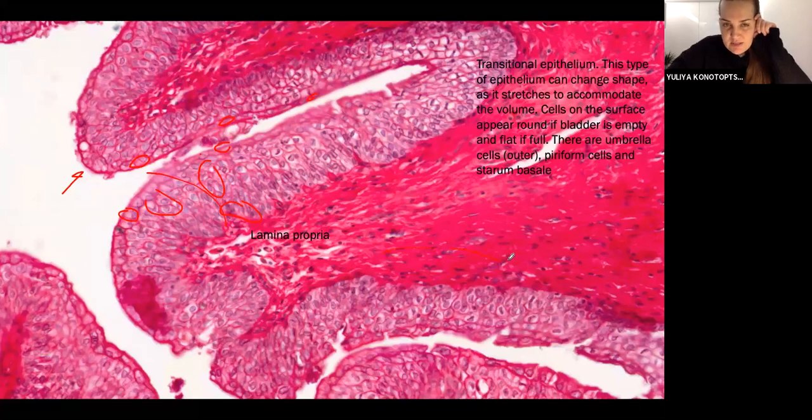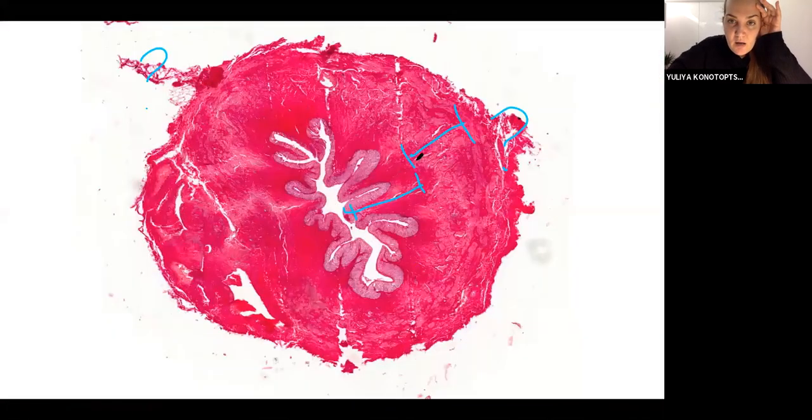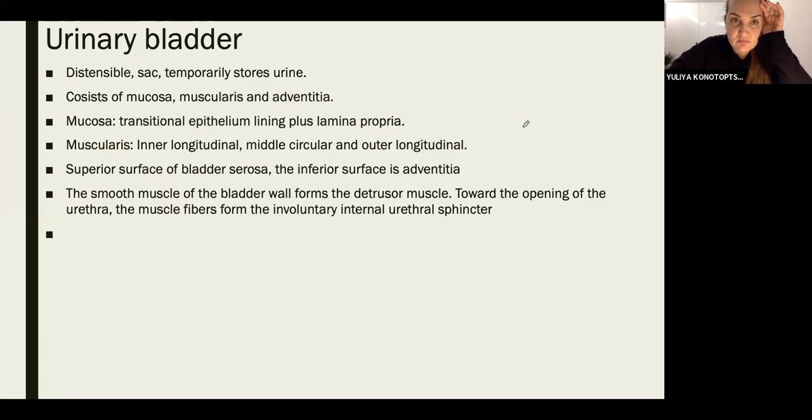This area here is the lamina propria. Notice that it's not so filled with lymphocytes. We saw typically lots of lymphocytes in the GI within the lamina propria, but here not so many. Some fibroblasts are present. Muscle layers are here, and the adventitia is outside. So nothing interesting.